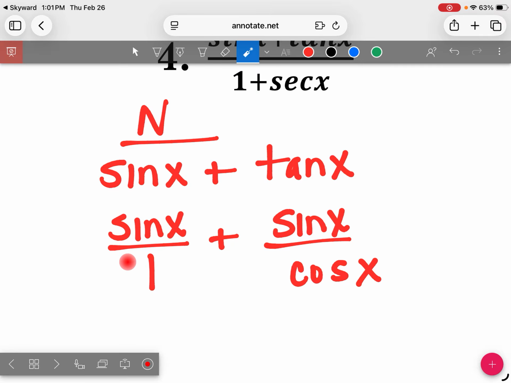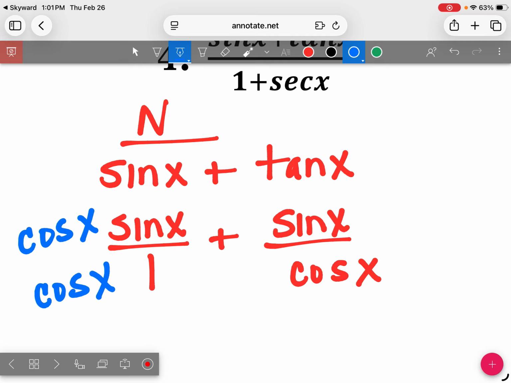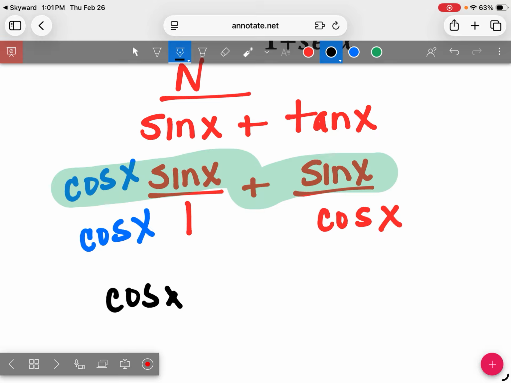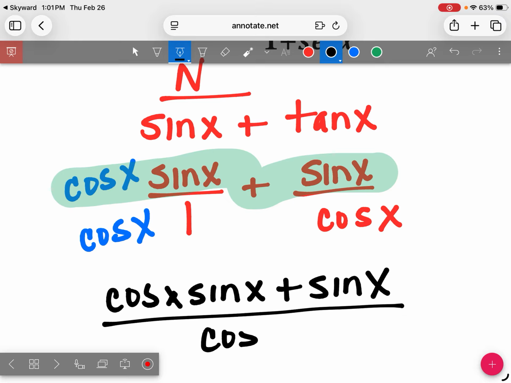All right, so what am I multiplying this fraction by to get my common denominator? Because this one has a cosine and this one doesn't. So I'm going to multiply this one only by cosine. Okay, so when you do that, I'm going to write what you see going across. So I'm going to write cosine x sine x plus sine x. And that's all over my denominator, which is cosine x. All right, I'm going to leave that right there. We could do something else, but we'll just leave it there for now.